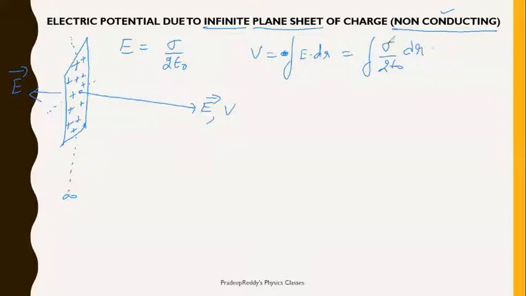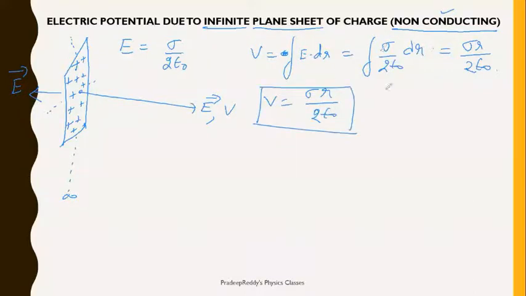Sigma is constant, that does not change. 2 epsilon naught is also constant, that does not change. You can just bring it out. Integration dr will be equal to r. So sigma r divided by 2 epsilon naught. This is the simple equation for electric potential due to a non-conducting sheet. See, within one step you have calculated that. Within one step you are getting the answer.